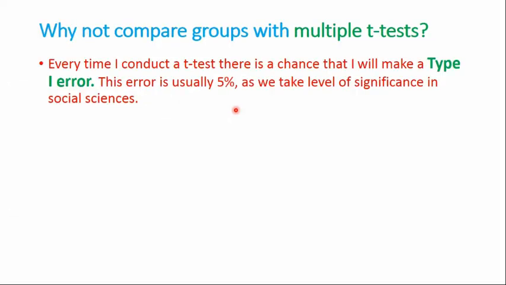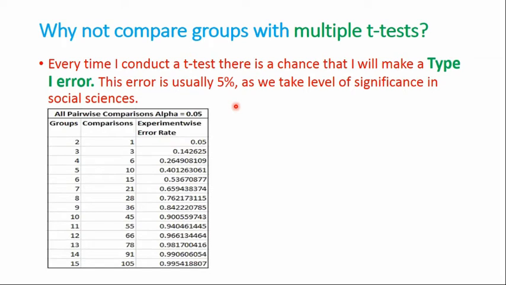Yes, there is a problem. Every time I conduct a t-test, there is a chance that I will make a type 1 error. This error is usually 5%, as we take the level of significance in social sciences. What is the meaning of type 1 error? If I conduct a test 100 times, there is 5% chance, 5 chances out of 100, that the null hypothesis is true and by mistake I reject it. This is called type 1 error.